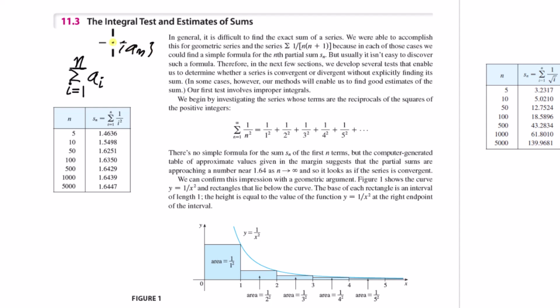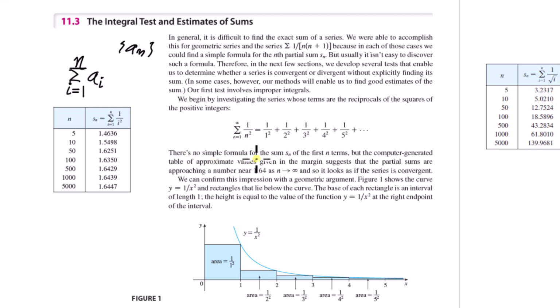Okay, but what we're going to do first is go over the integral test. This is where improper integrals come into play, which we learned about in section 7.8. It says we begin by investigating the series whose terms are the reciprocals of the squares of the positive integers. Those start at 1 and go to infinity: the sum of the reciprocals of the squares of the positive integers.